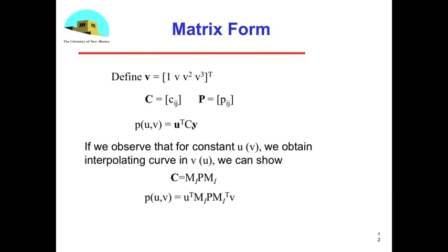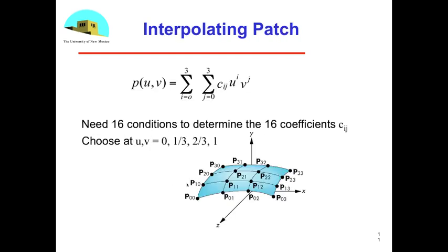So here's the C. But you can also make the following observation. If you look at u equals a constant, you get this curve on the bottom here that corresponds to u equals 0. That has to interpolate these 4 points. Likewise, for u equals a third, it has to interpolate P10, P11, P12, P13, and you go in the other direction. So v equals 0, you have to interpolate P00, P10, P20, P30.